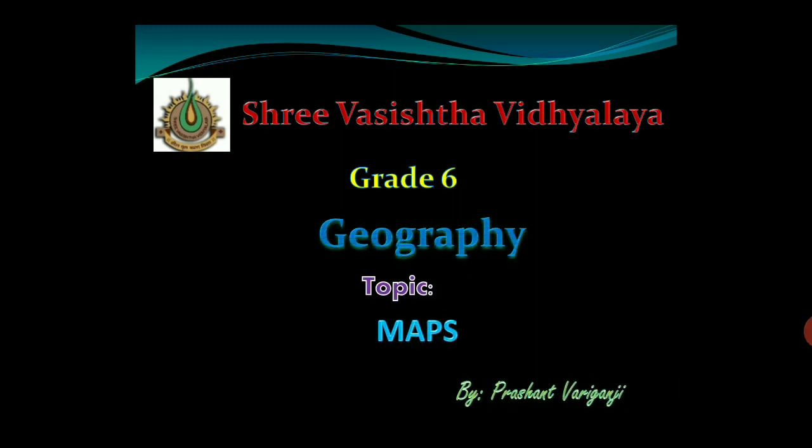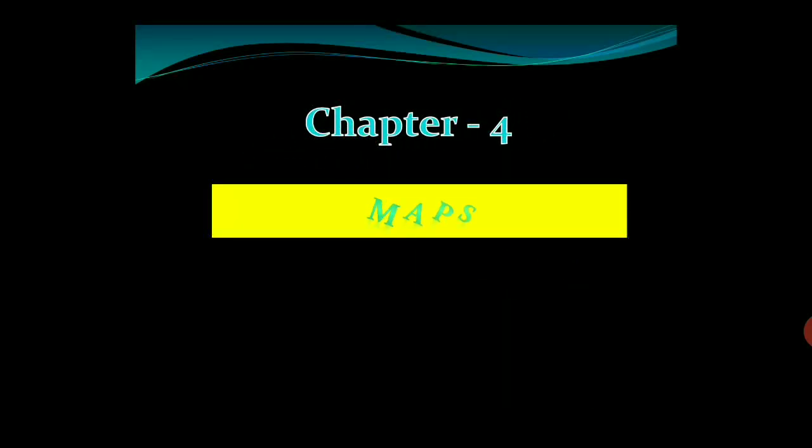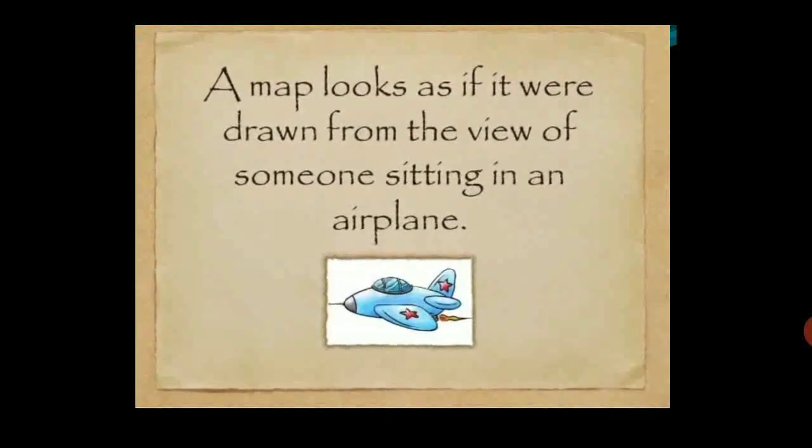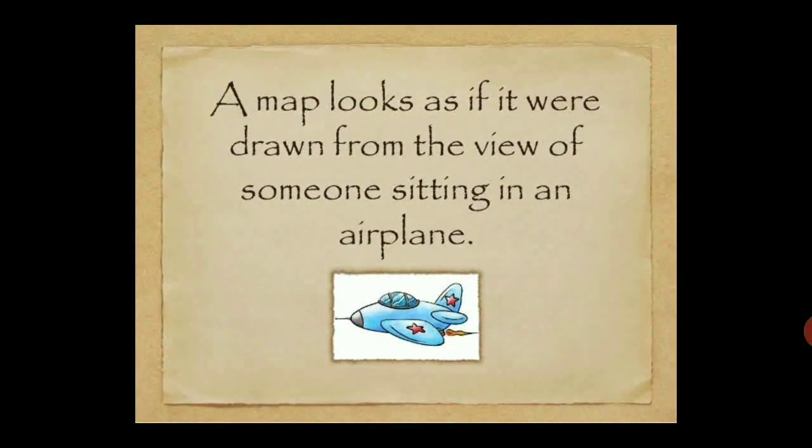In this video we shall learn about a topic called Maps from Geography, Grade 6, Chapter 4, Maps. What is a map? A map is a flat drawing of a place or a part of the world. If you see, a map looks as if it were drawn from the view of someone sitting in an aeroplane.